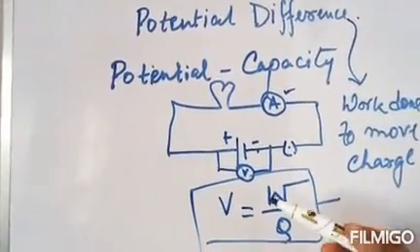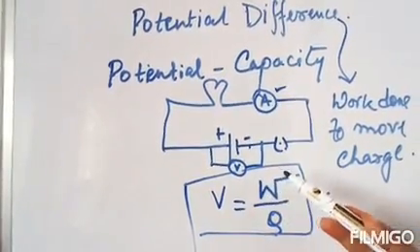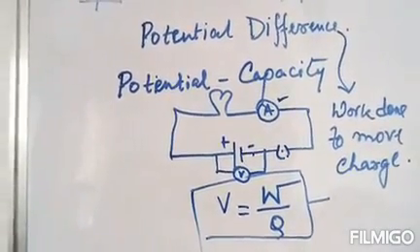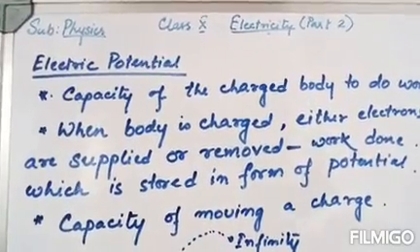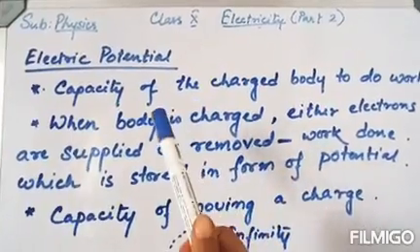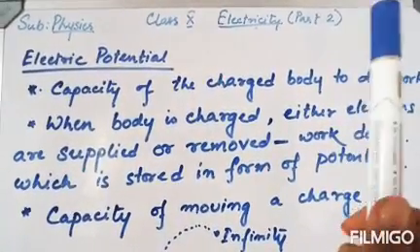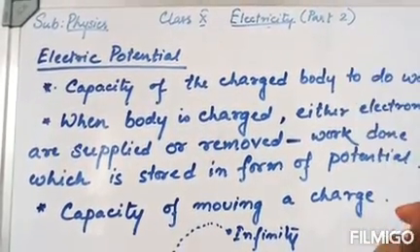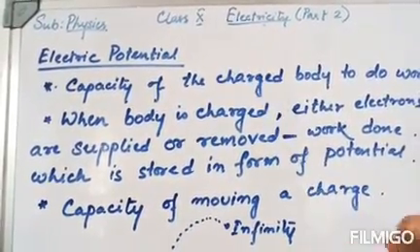So again, let's see what is potential difference. Potential difference means work done to move a unit charge. Understood? Now here we have a couple of definitions for electric potential. What is electric potential? It is the capacity of a charged body to do work. That means the amount of work done by a charged body moving from one point to another is known as electric potential.